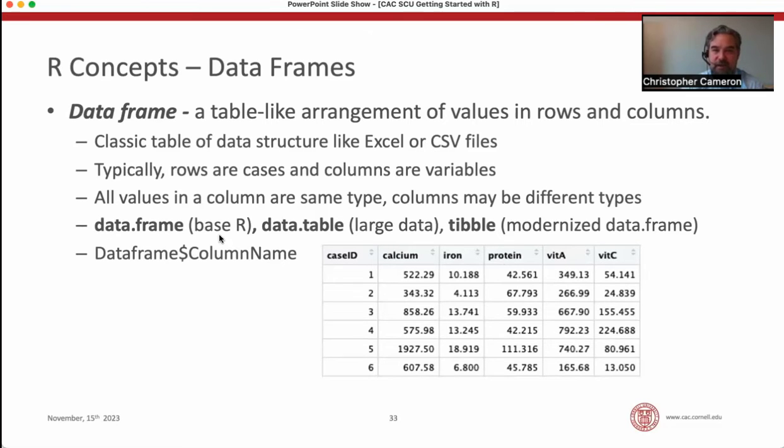There's a few other similar data structures. There's data.frame, which is one from base R. There's data.table, which is good for representing large data. And then there's Tibble, which is like a data frame, but a little more modern. It has fewer convenience features to avoid gotchas. That's its main advantage. You can access an individual column in a data frame by using its column name. So if this was called dataframe and I wanted to get the calcium, I'd do dataframe$calcium, and that would pull out the calcium column.